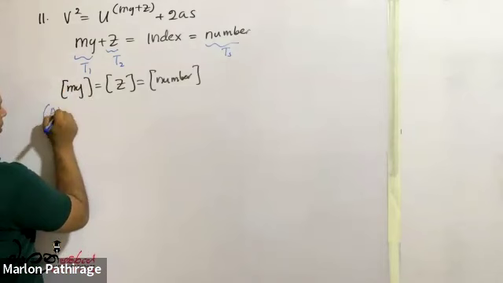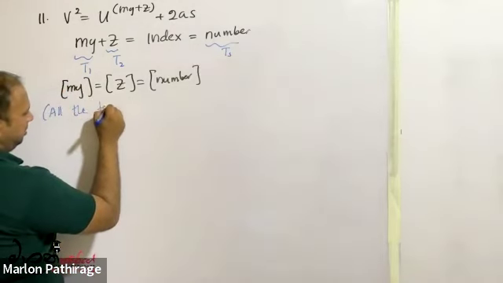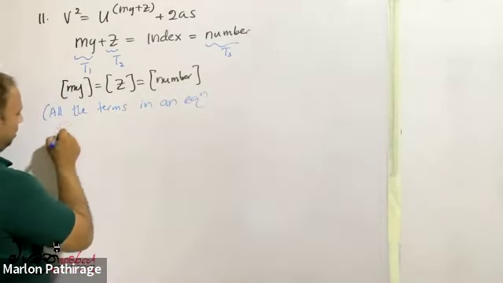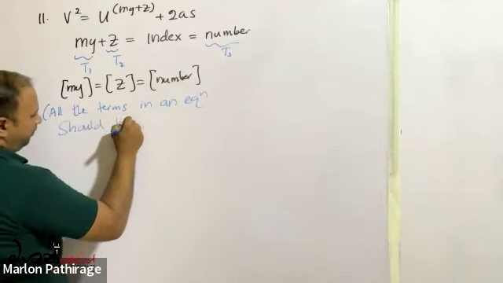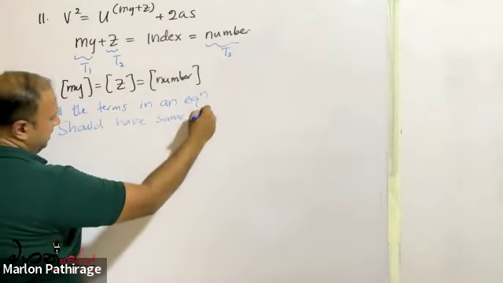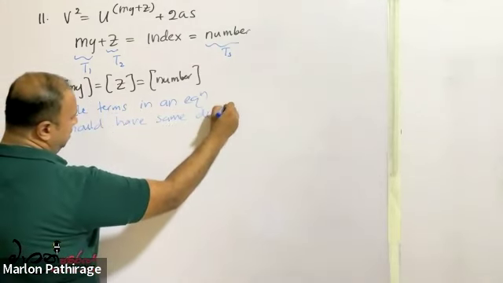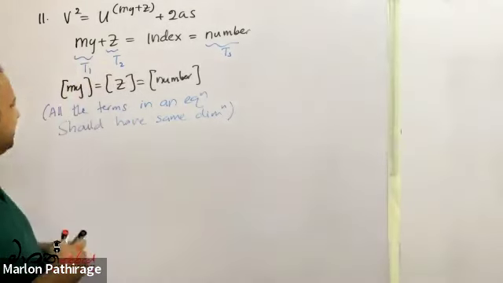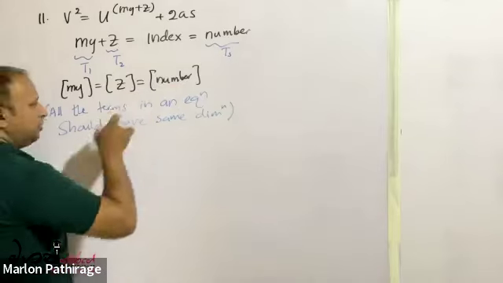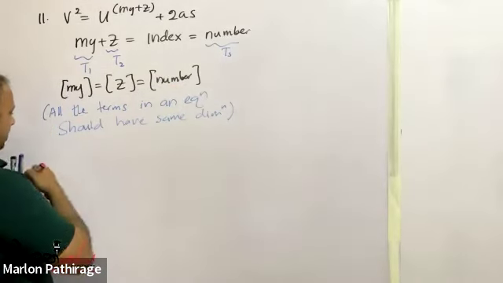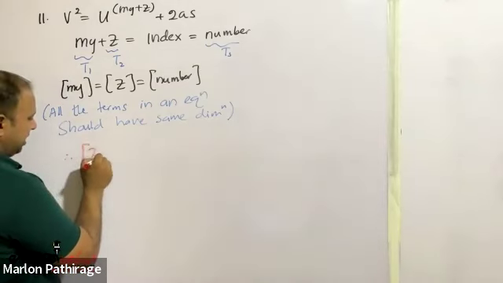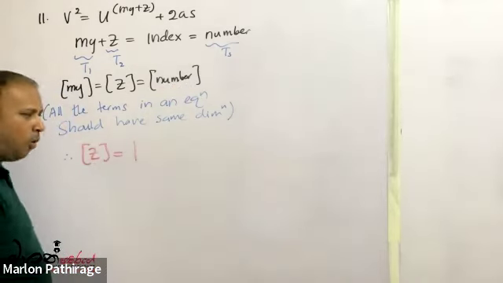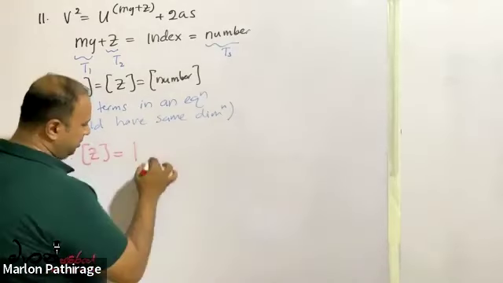What is the argument? All the terms in an equation should have same dimension. So accordingly, dimension of Z is equal to dimension of a number. Therefore, dimension of Z is a number. Number means it should be 1, or it has no dimension.